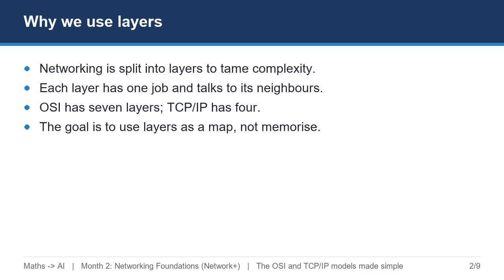Networking is complicated, so engineers split it into layers. Each layer has just one job, and it only talks to the layer directly above and below it. There are two models to know. The 7-layer OSI model is the teaching and troubleshooting reference. The 4-layer TCP/IP model is what the real internet runs on. You don't need to memorize every detail. You need to use the layers as a map.